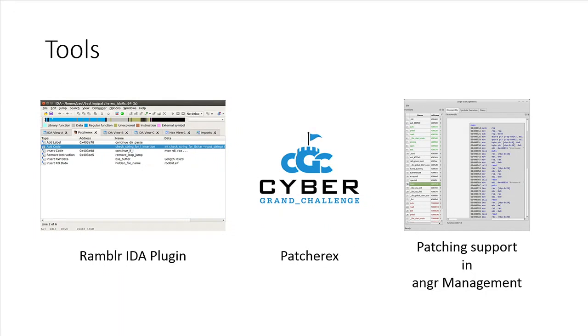Usable tools include an IDA plugin for Ramblr, which means you can easily reassemble binaries in IDA. We have a good binary patching framework that we used during the CGC. We will also release it with Ramblr support. And also, in the GUI for angr, called angr management, we will add patching support, which basically allows you to do patching easily.